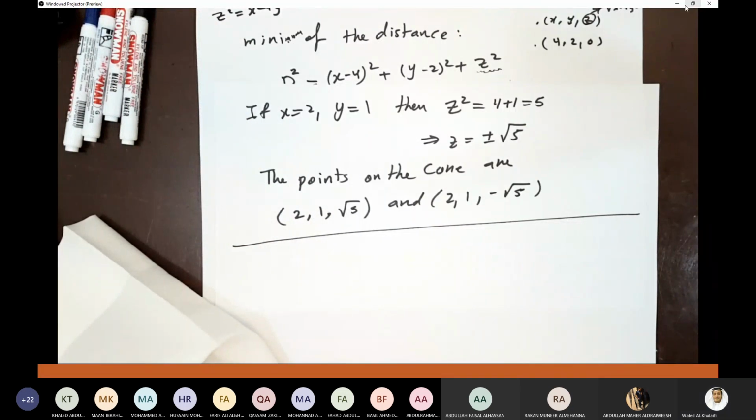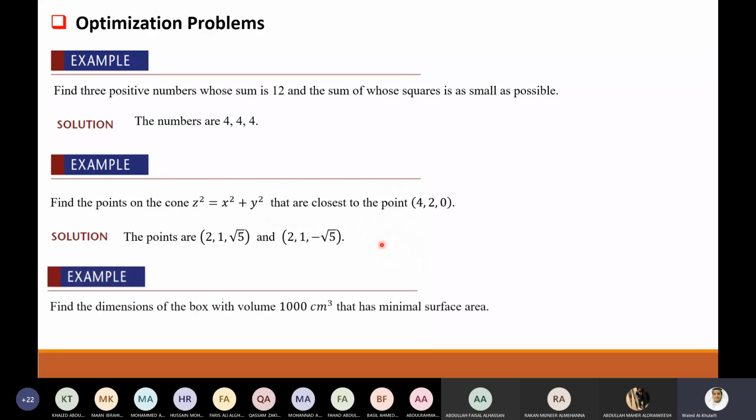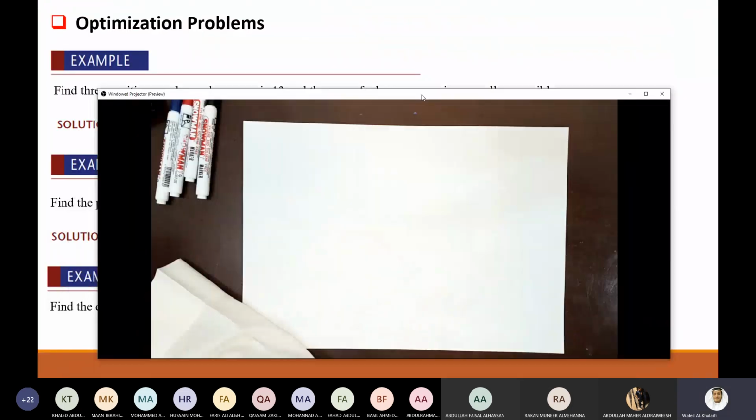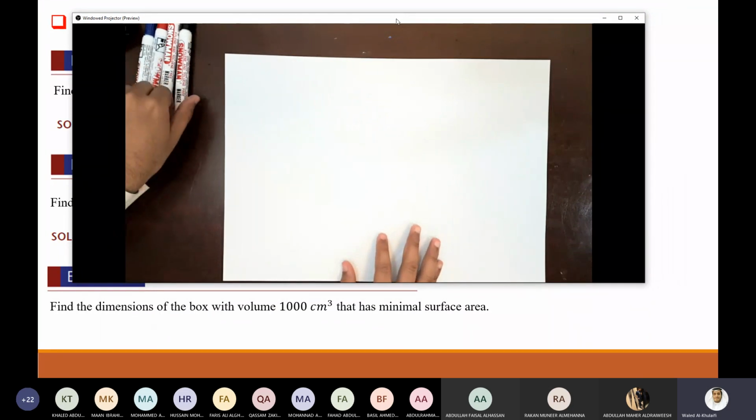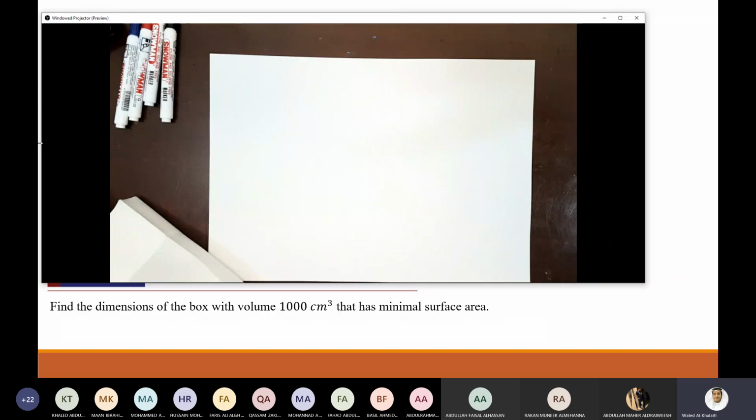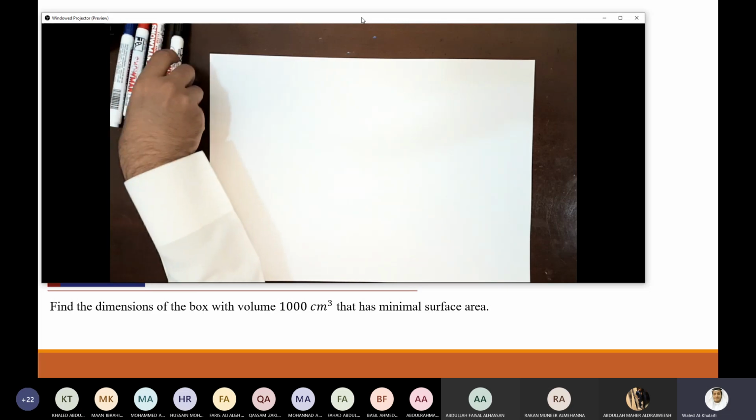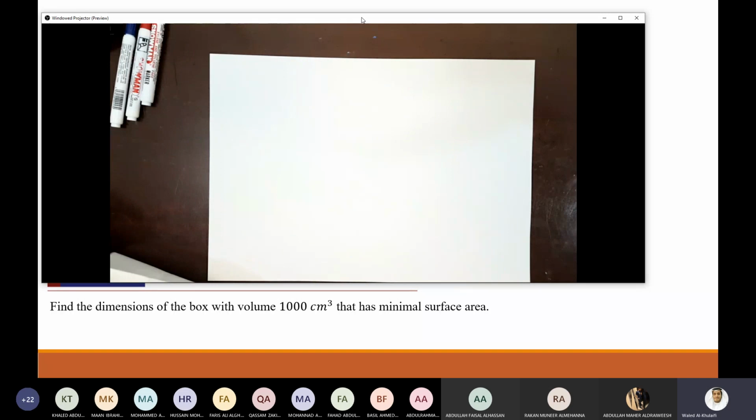So we have it here. The last question that we want to go through: find the dimensions of the box with volume 1000 centimeter cube that has minimal surface area. How are we gonna solve this one?